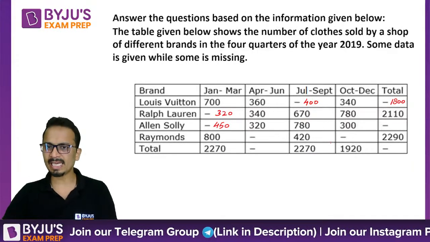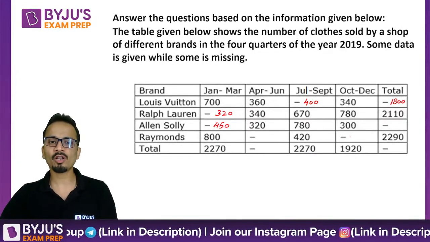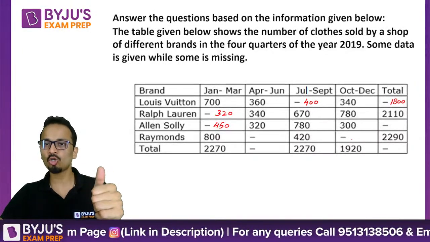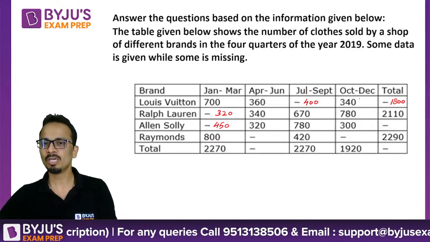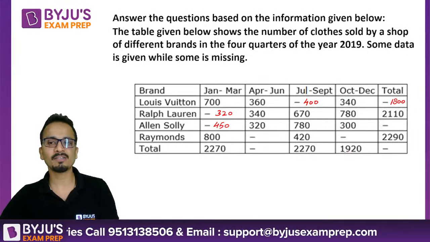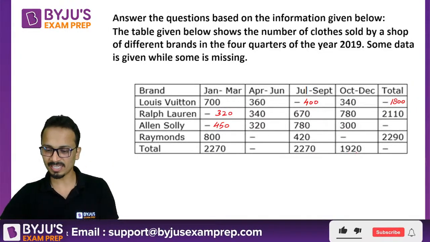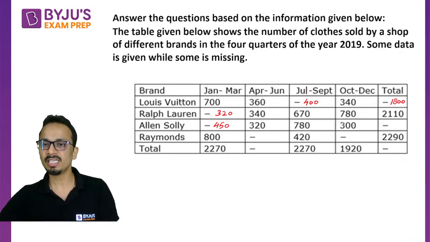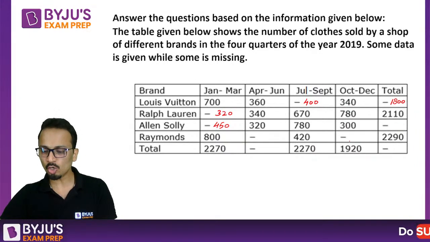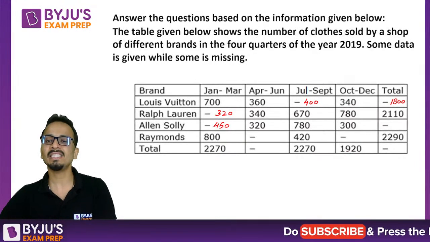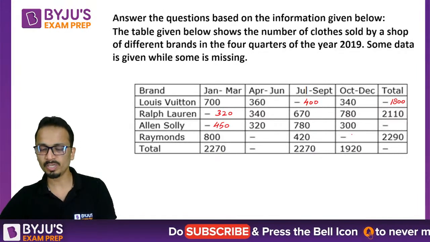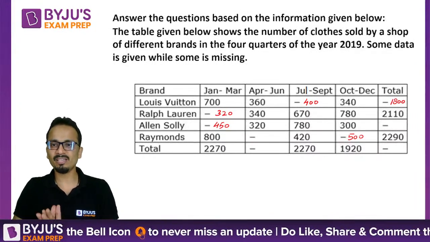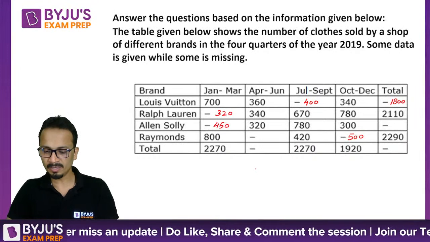Now let's move ahead and look at the next value. I'll check for Raymond's in the October-December quarter. Look at this value. The sum of these three values is to be subtracted from 1920. Yes, all of you can write it. So 340, 780 and 300. So 1300, 1420. So 1420 is to be subtracted from 1920 and this value will be equal to 500. Careful, people. 470 will not be the value. 500 is the value here. Okay, right?